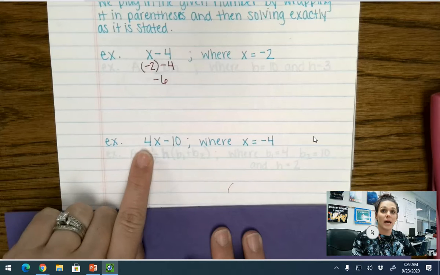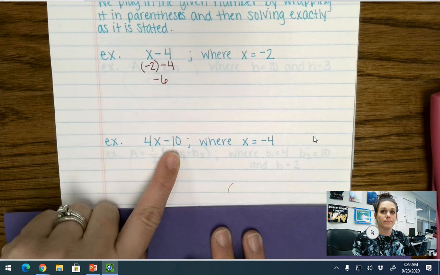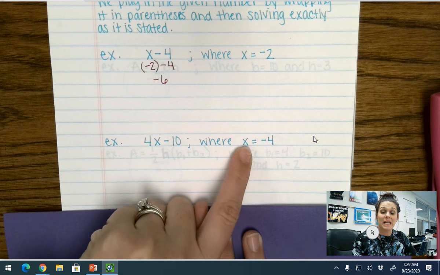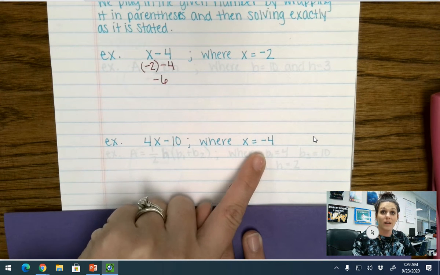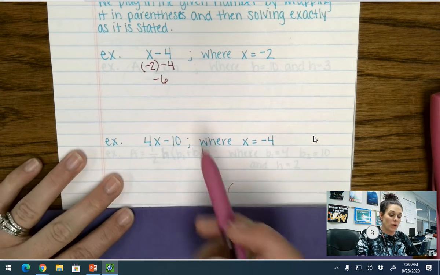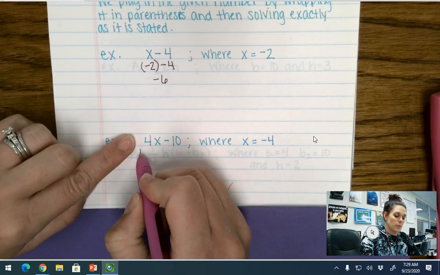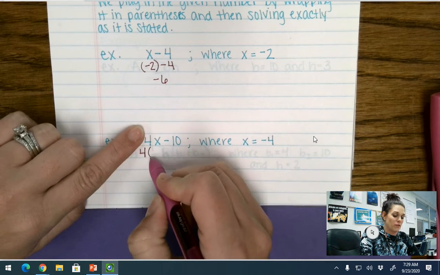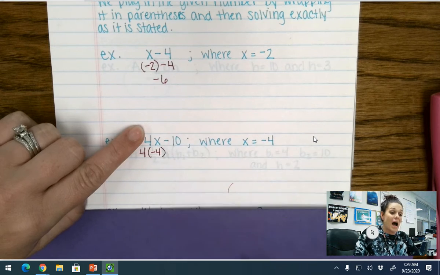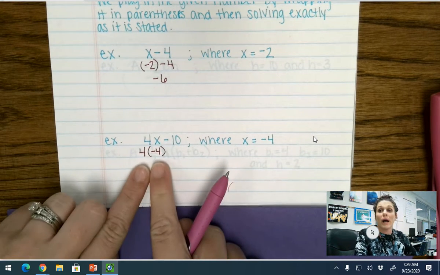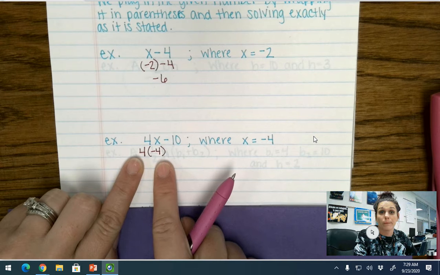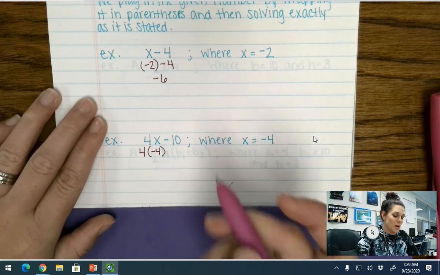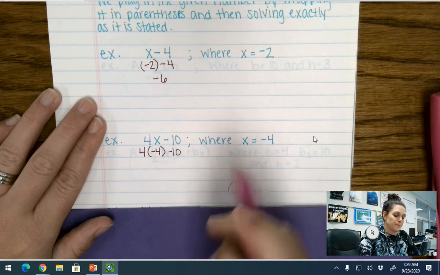All right, so it says 4x minus 10, where x equals negative 4. So again, it's telling us that x is the number negative 4, and we need to go ahead and plug that in. So we're going to work left to right. So we have 4. So we're going to repeat that again. We have x, and we said x is negative 4. So again, I'm going to wrap this up. I don't want to not wrap it. I don't want this to say 4 minus 4. That is incorrect. This means multiply, and that's in fact what we need to do. All right, and then we're going to say minus 10.